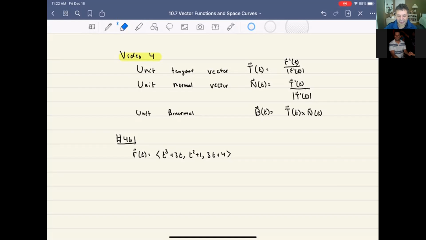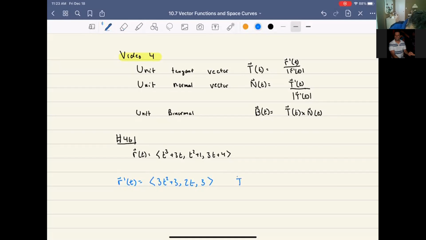So let's start. This is one to start with. So r of t equals t cubed plus 3t, t squared plus 1, 3t plus 4. So let's start by taking r prime of t. Okay, r prime of t is 3t squared plus 3, 2t, that's it, and then 3. Okay, now let's take that and divide it by its norm.